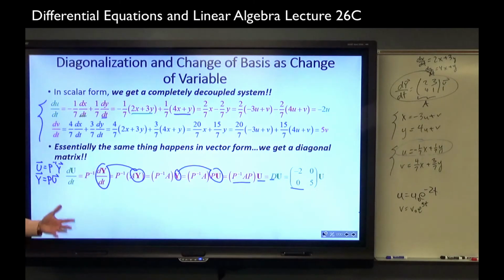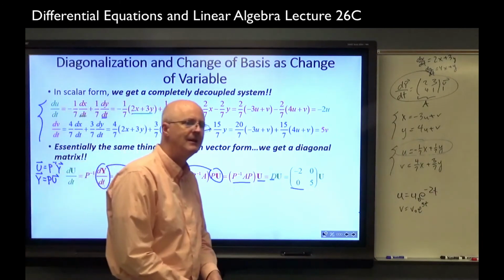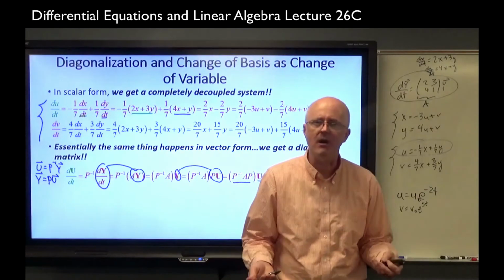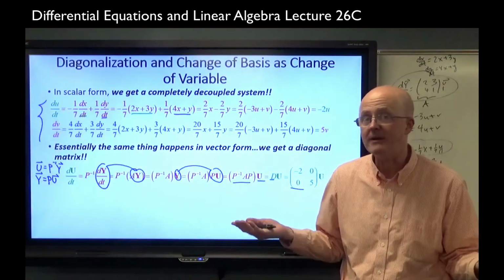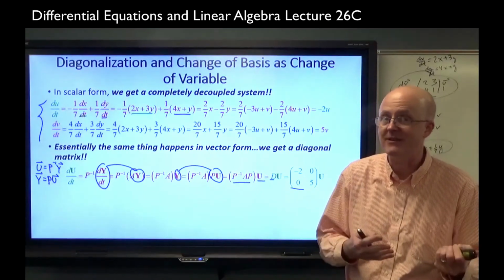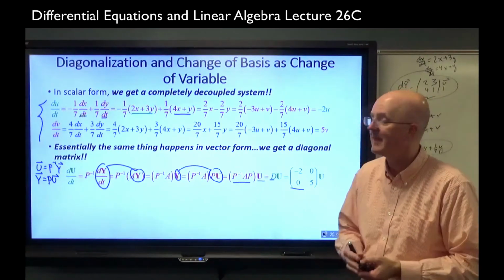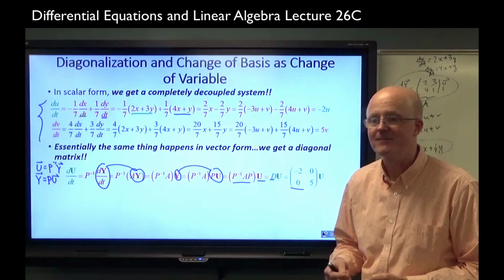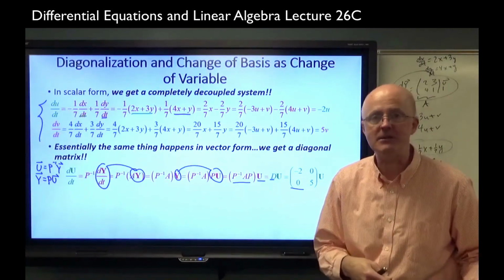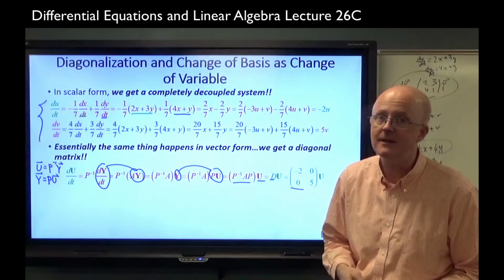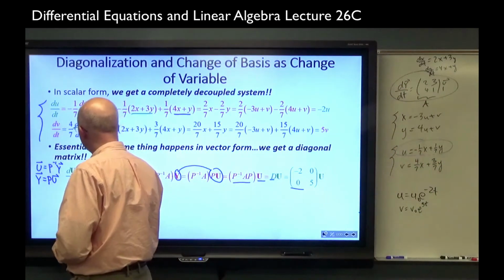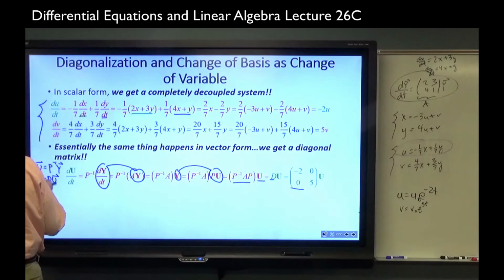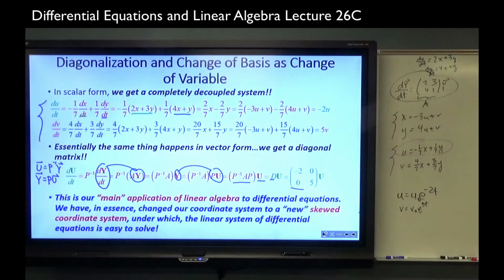We get a diagonal matrix, a completely decoupled system in terms of the new variable u. The original problem seemed hard to solve, but in terms of this new variable, it's easy to solve. That's the point. That's the application of linear algebra to differential equations. With integrals in calculus, doing the substitution gives you an easier looking integral if you do it right, at least. Same kind of theme. Use the substitution, the new variable, to get a simpler system.